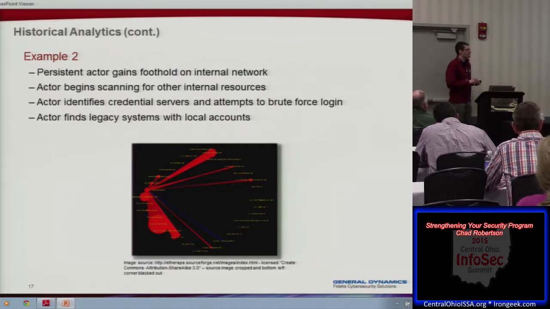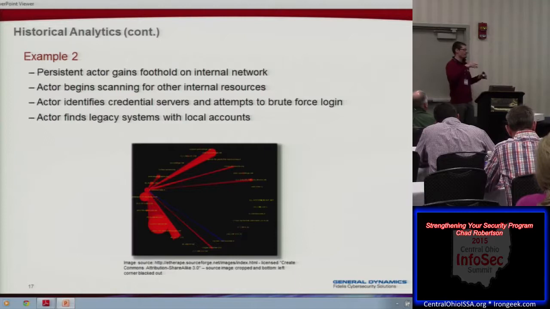And so with historical analytics, we can detect any one of these things, hopefully. We have technologies that try to detect these things. And so you have these at your ingress and egress points, or the perimeter points, and then internally on the network.